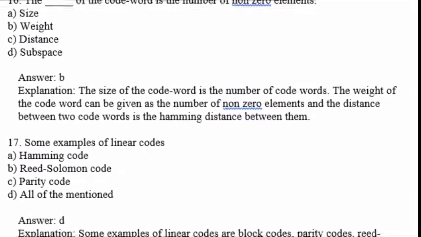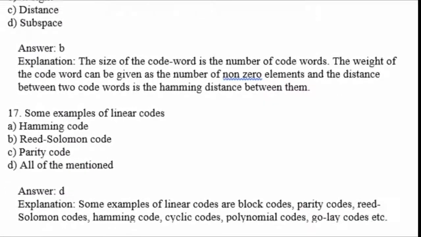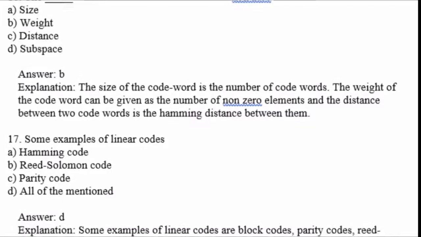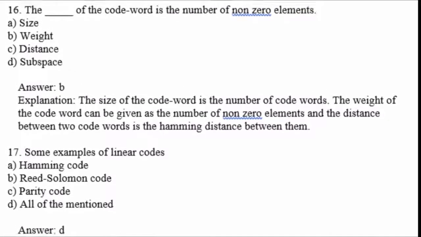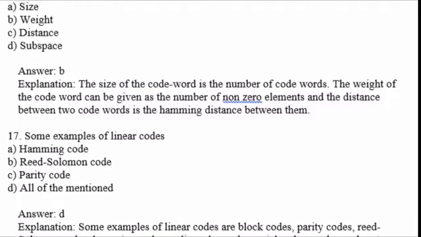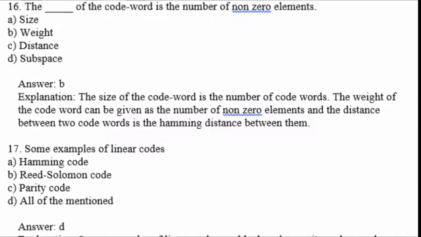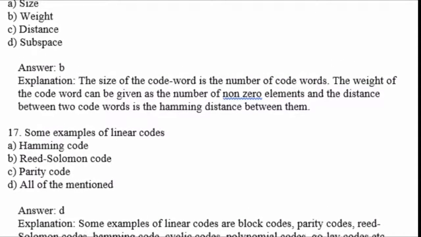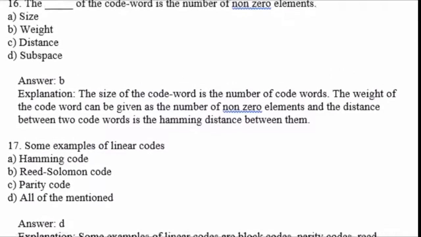ஸோ இது பார்த்தீங்கன்னா A வந்து size, B weight, C distance, D வந்து subspace கொடுத்துருக்காங்க. ஆன்சர் இஸ் B weight. ஸோ ஒவ்வொரு இதுக்கான explanation இதில் கொடுத்துருக்காங்க. இப்போ size of the code word பார்த்தீங்கன்னா is the number of code words. அடுத்த B பார்த்தீங்கன்னா the weight of the code word can be given as a number of non-zero elements. ஸோ அதுதான் ஆன்சர், weight தான் ஆன்சர். And the distance, third one கொடுத்துருக்குது பார்த்தீங்கன்னா distance between the two code words is the Hamming distance between them.